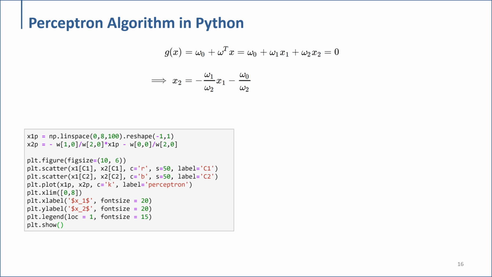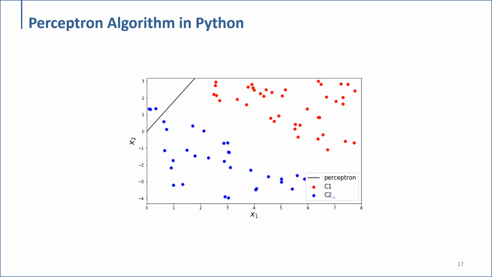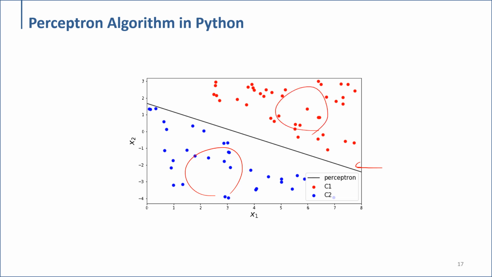After finishing the perceptron algorithm, let's plot the result. And here is the result. As you can see, by updating the decision boundary for misclassified points, the decision boundary now classifies all the data correctly for class 1 and class 2.